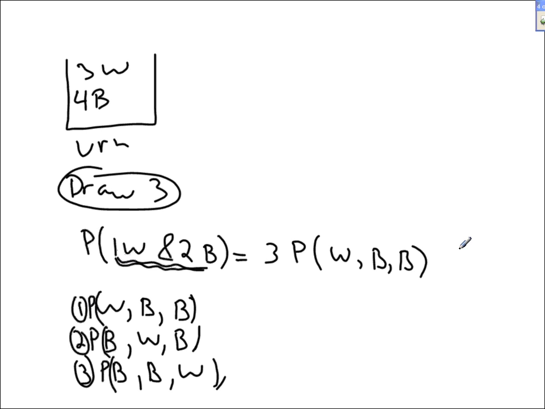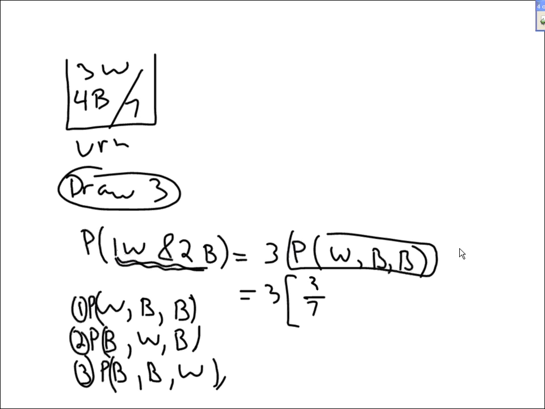But they're all equally likely. So it's 3 times something. It's 3 times this. The probability that you pick a white first: in all, there are 7 balls, and 3 of them are favorable. So there's a 3 out of 7 chance that you get a white. And you did. There are now 2 whites.